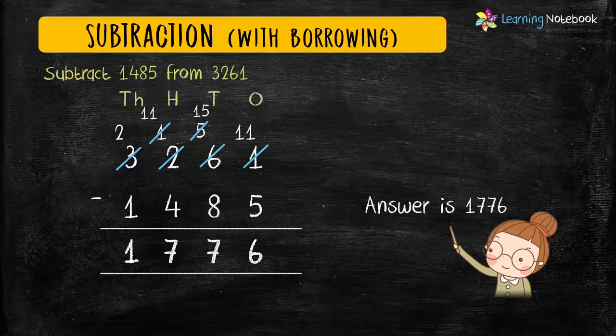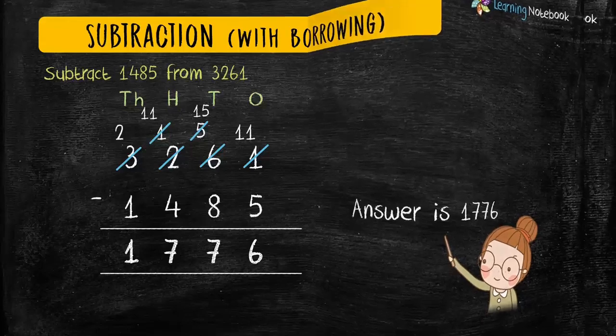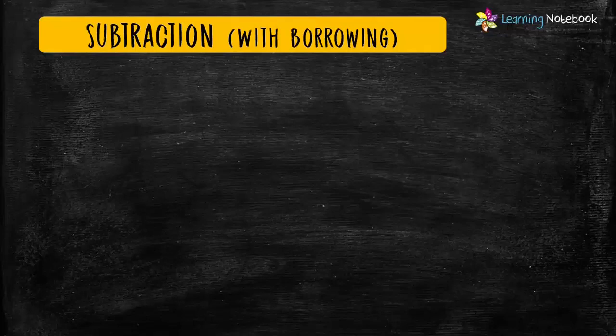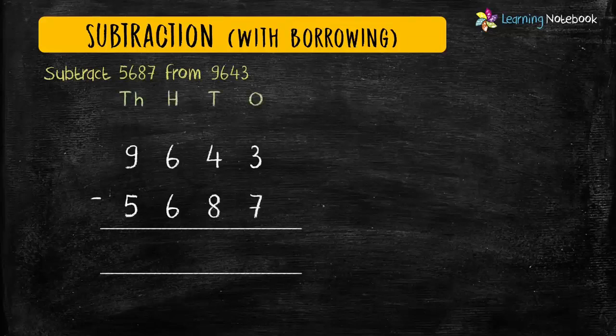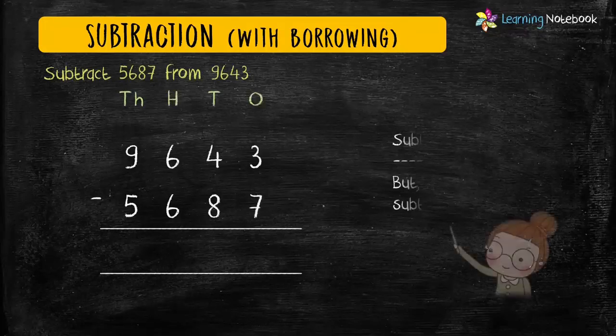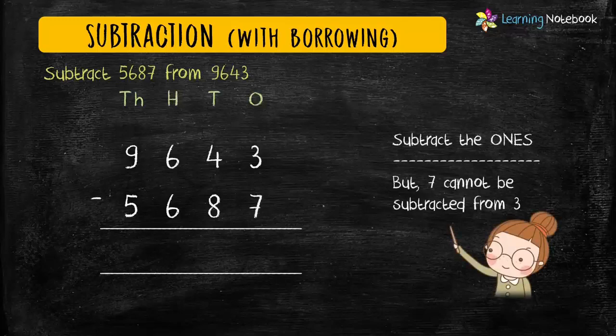So now students, let's do one more example. Question is, subtract 5687 from 9643. Let's write them in columns. Now subtract the digits at ones place. But 7 is bigger than 3. So it cannot be subtracted from 3.